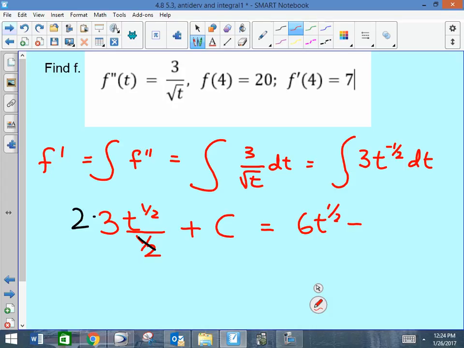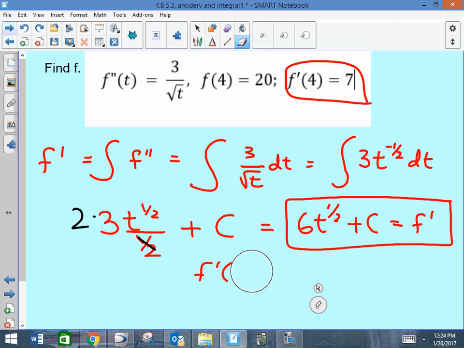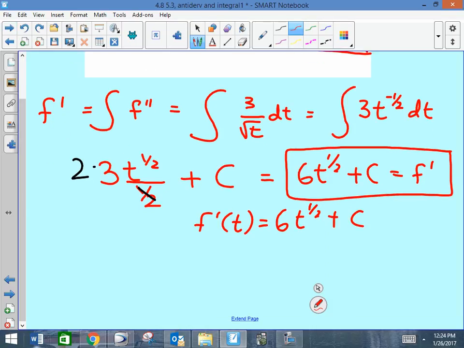6t to the 1/2 plus C equals F prime. Okay? F, no, we gotta go backwards again. F prime of 4 equals 7. So what should I do now? F prime of t equals 6t to the 1/2 plus C. I'm just spelling everything out here. All right. F prime of 4 was what? 7? So what is that up there? Okay. So I'm going to plug in 4. 6 times 4 to the 1/2 plus C.